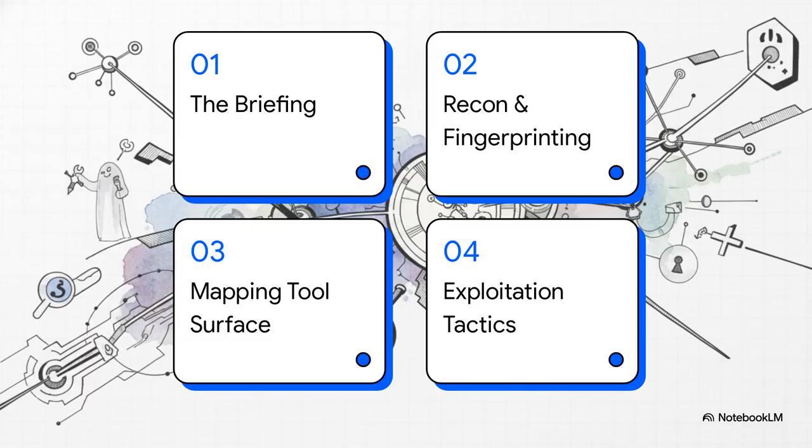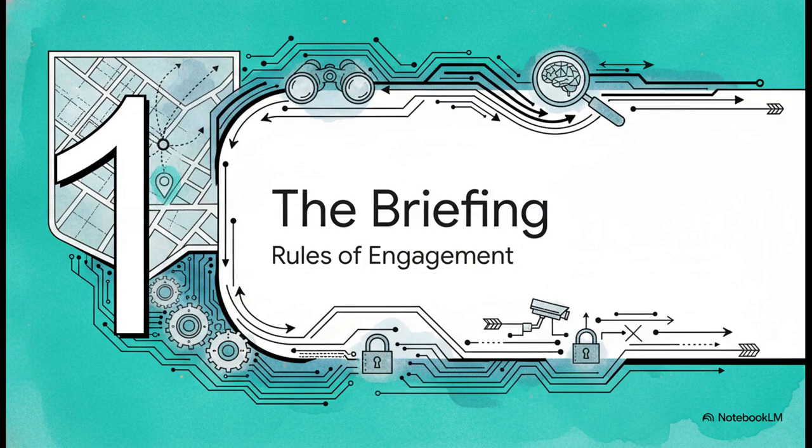Okay, let's look at the agenda. We're going to follow the complete engagement lifecycle arc today. First, the briefing and rules of engagement. Second, recon and model fingerprinting. Third, mapping the tool surface. And finally, exploitation tactics. Starting right off with Section 1, the briefing and rules of engagement, setting the scope.